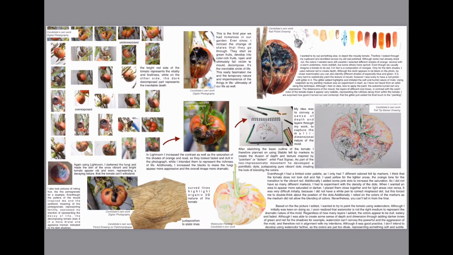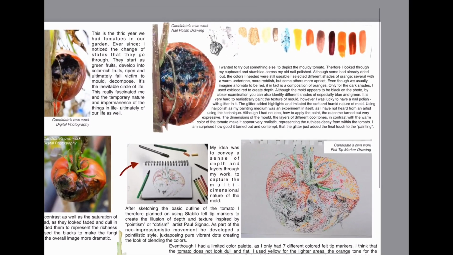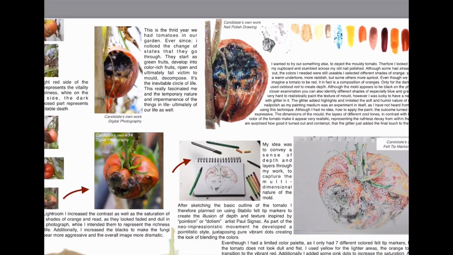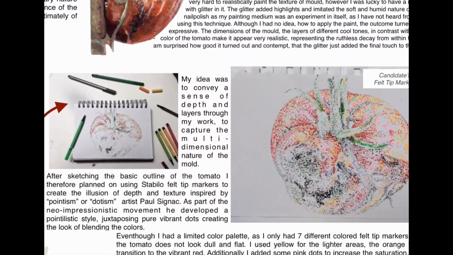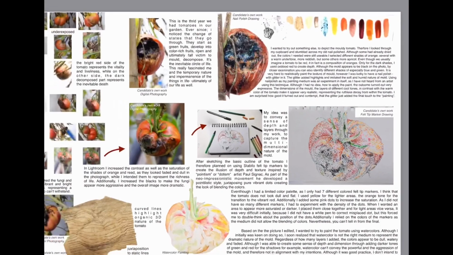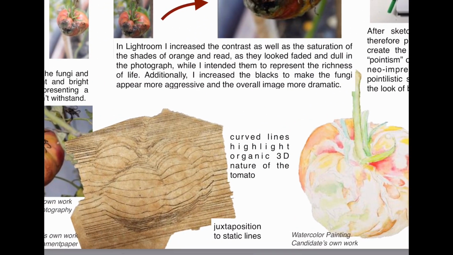Next page, again, digital photography, annotated, and based on that, I picked a few that I liked, that I wanted to process further. Here, just to give you an idea on different media you can use, I used nail polish actually to paint this moldy tomato. Then I used the felt tip marker for this other drawing. I used watercolor as well and curved lines because I just wanted to test it out.